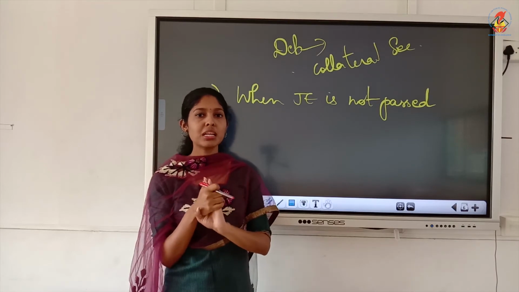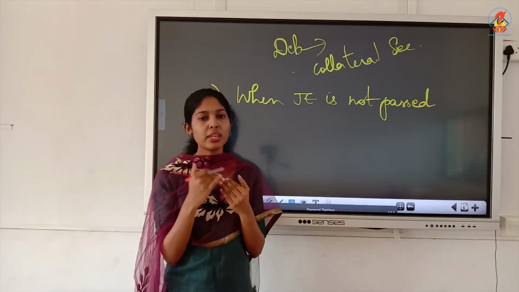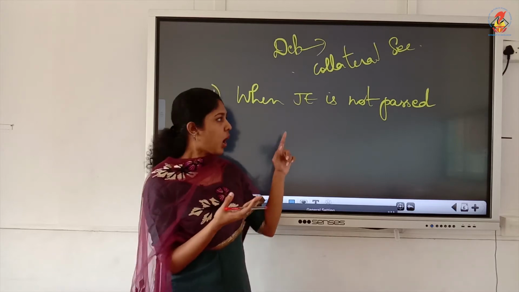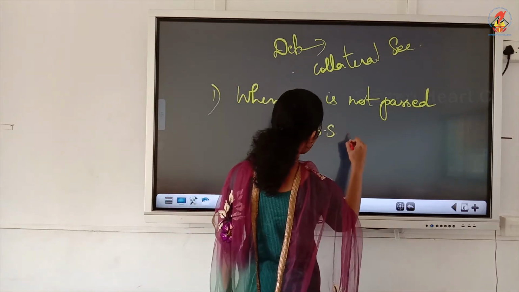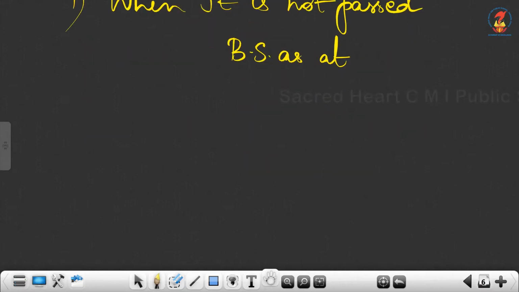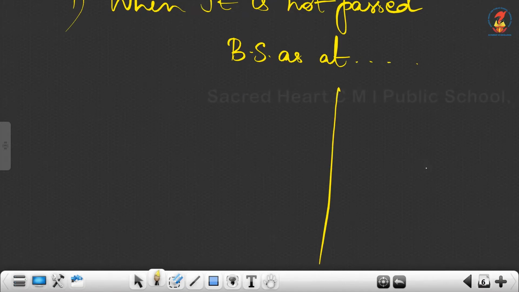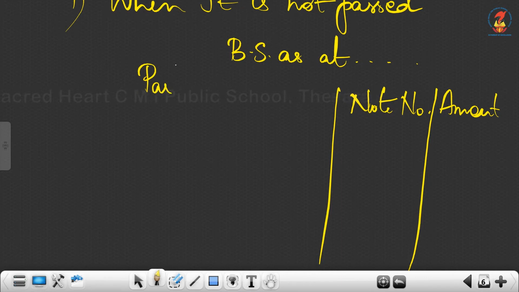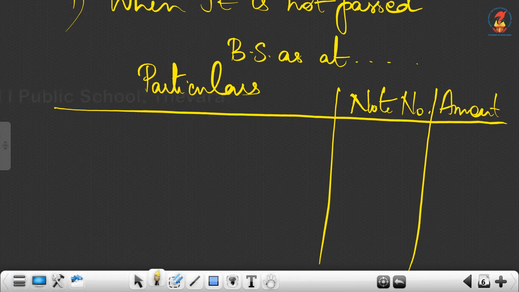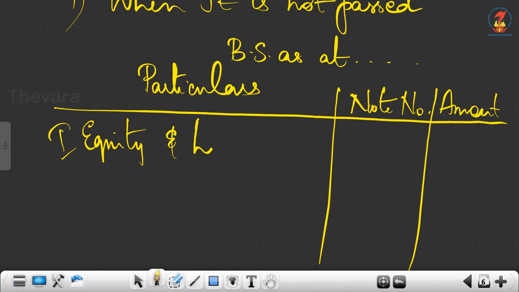Now, how to show this particular item? I mean, when these debentures are issued as collateral security, how to show this in your balance sheet? We'll see how to show this in the balance sheet. You draw this format of balance sheet just like this. Balance sheet as at. The first one, equity and liabilities. Debentures will be written under which head in the balance sheet? That you think first.